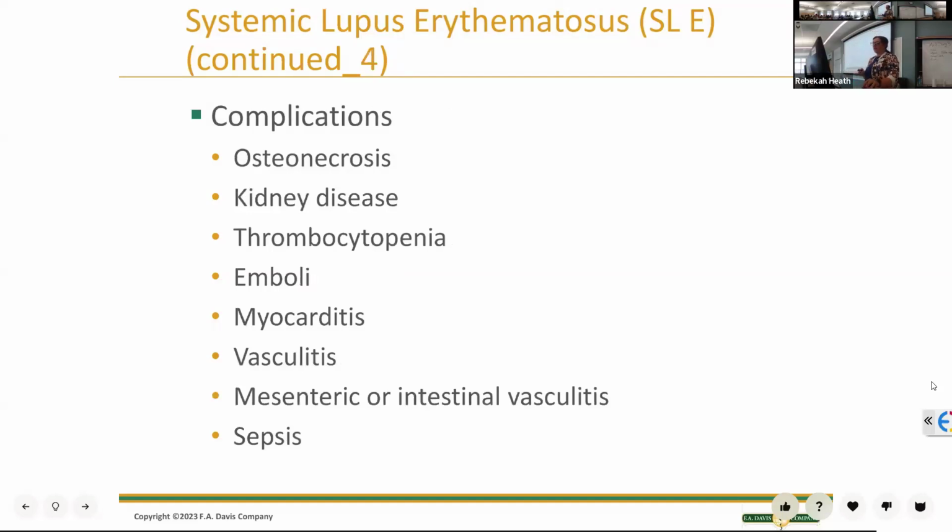Complications, I'm not going to go all into this, but just kind of progressing of whatever system it's attacking. You know, if it's attacking your kidneys, well, you might end up with chronic renal failure and end up being on dialysis. So just kind of whatever system it's attacking, it's that system that's going to have the issue.